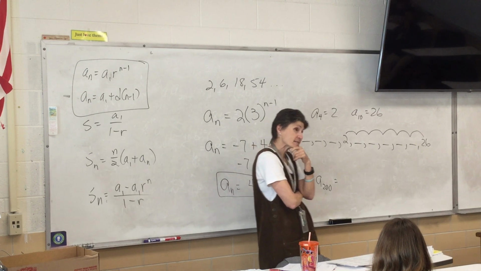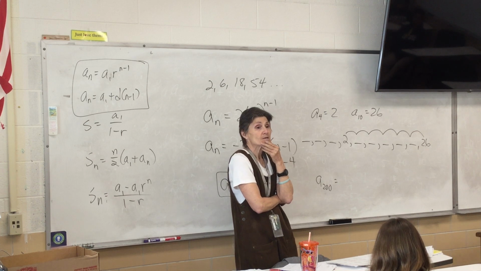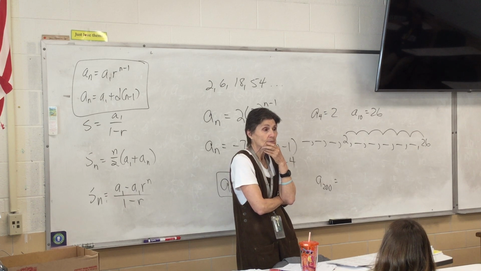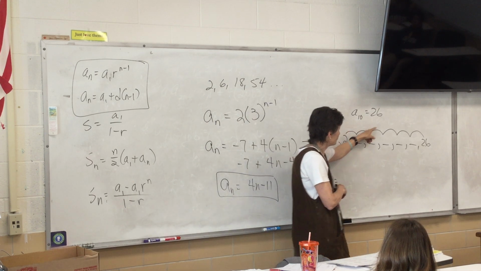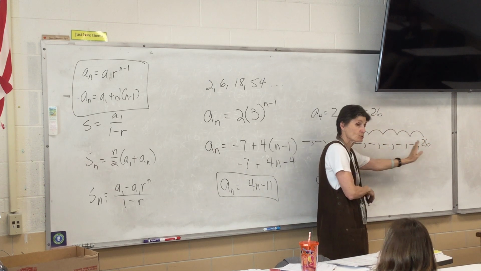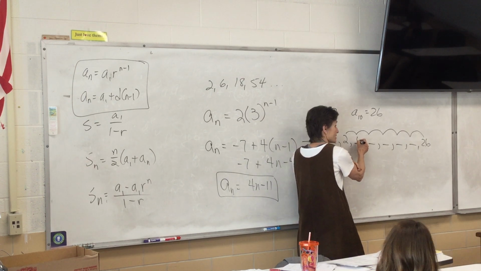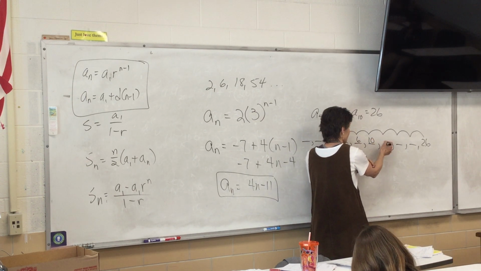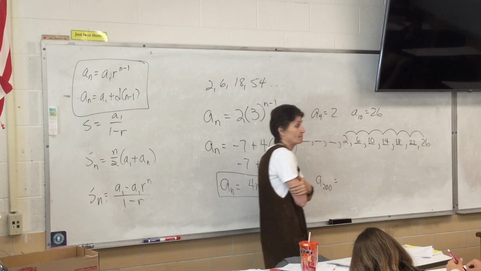So if I got to go a distance of 24 in 6 steps, how big is each step? 4? Right? Does that make sense to everybody? 1, 2, 3, 4, 5, 6 steps to go from 2 to 26. So the terms would be 6, and 10, and 14, and 18, and 22, and 26. Perfect.